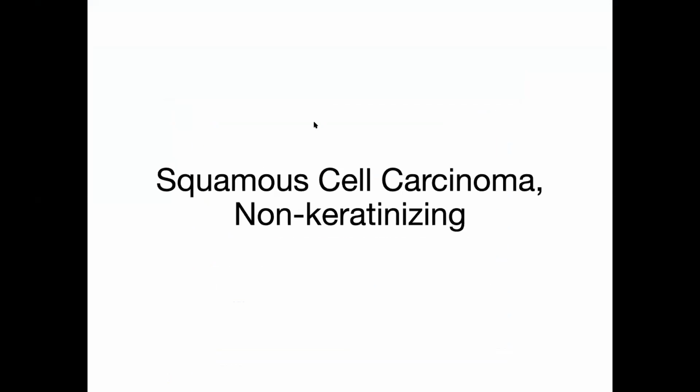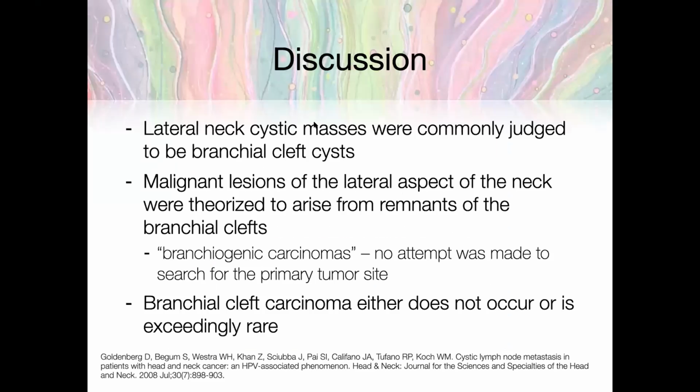Okay. The final diagnosis rendered is a squamous cell carcinoma, non-keratinizing. So historically, lateral neck cystic masses were commonly judged to be of branchial cleft cysts. The proportion of metastatic squamous cell carcinoma in cysts initially presumed to be of branchial cleft origin has been reported to range from 11 to 21%.